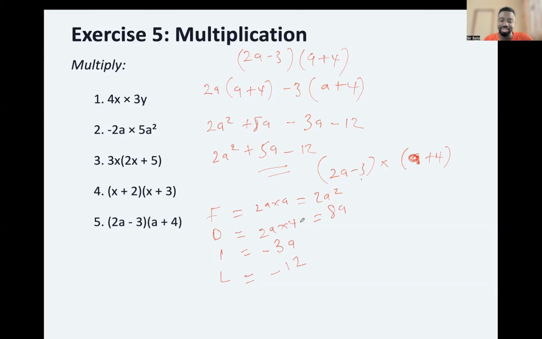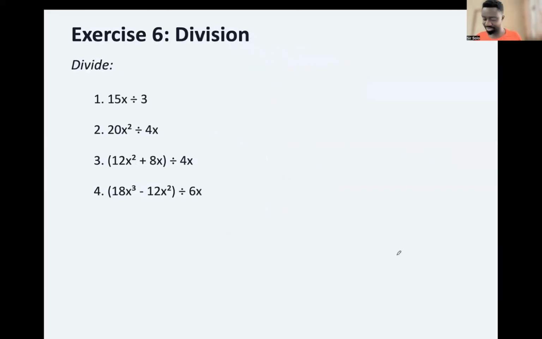And now we have these expressions and we are going to combine them. We have 2a squared plus 8a minus 3a minus 12. So 2a squared, 8a minus 3a gives plus 5a, minus 12. So we get the same answer as the previous one. That is multiplication. Now let's move on to division.